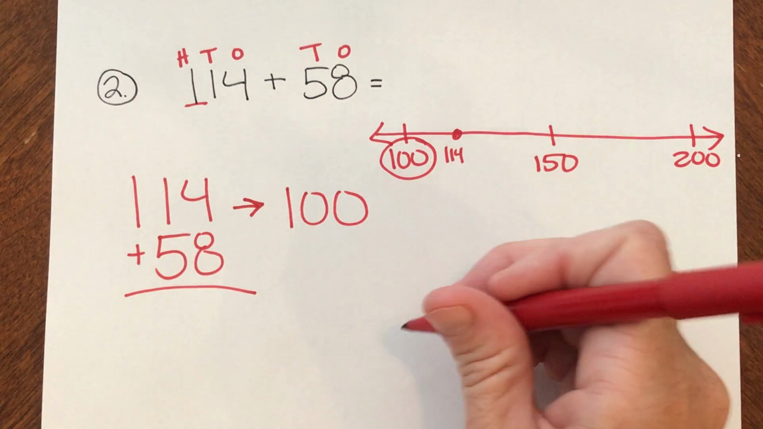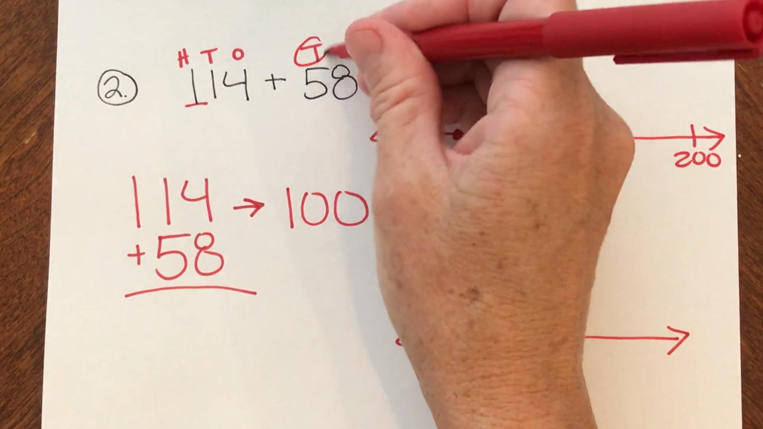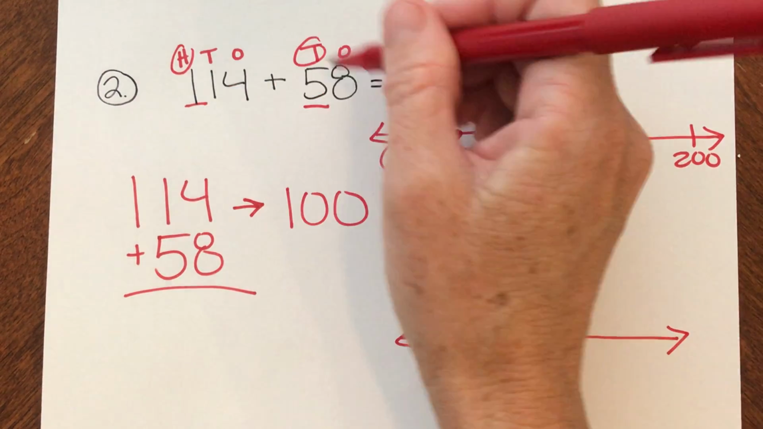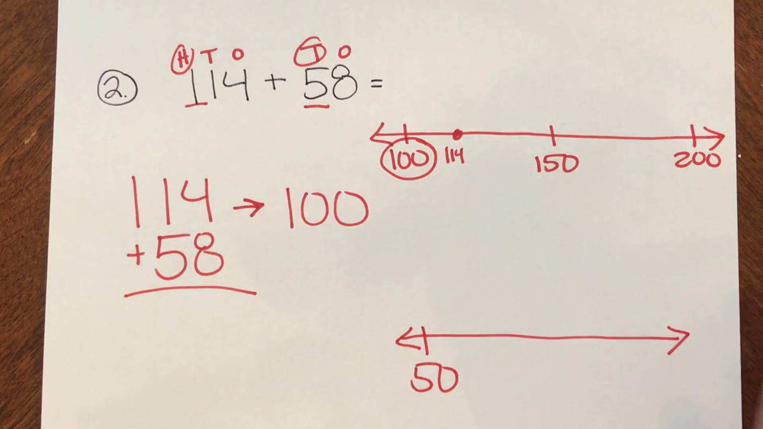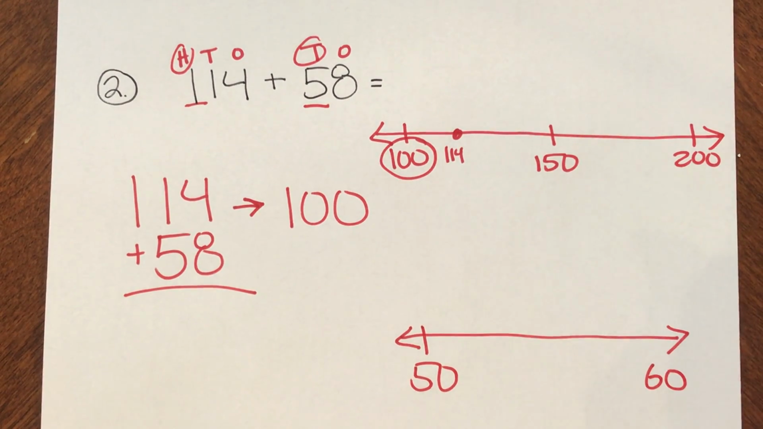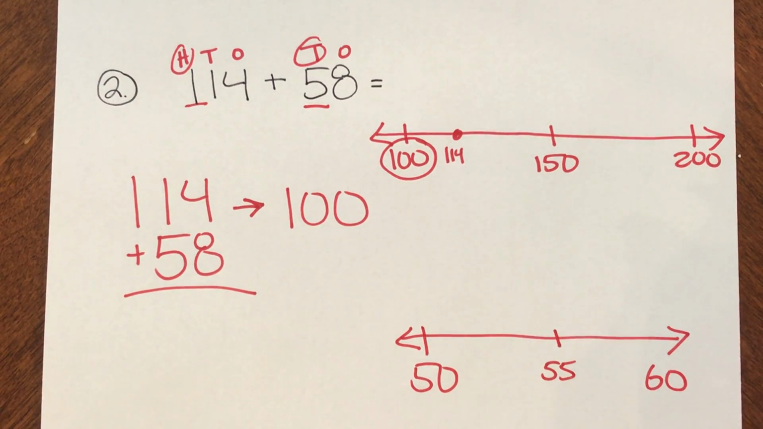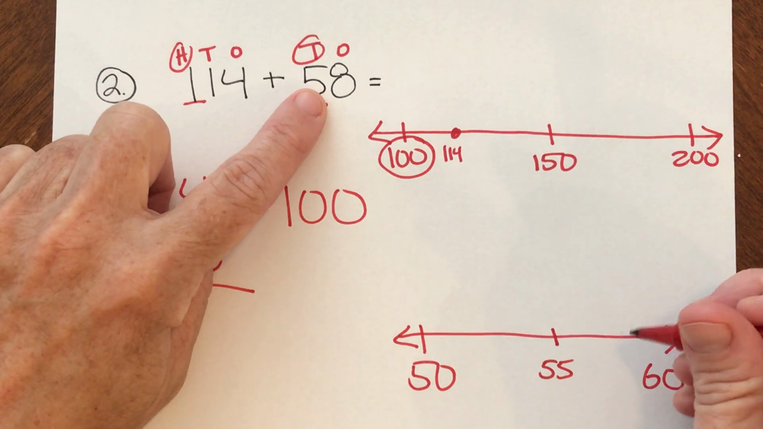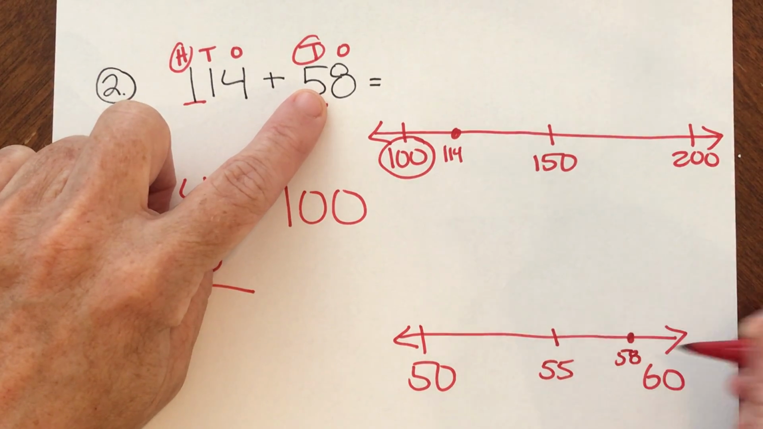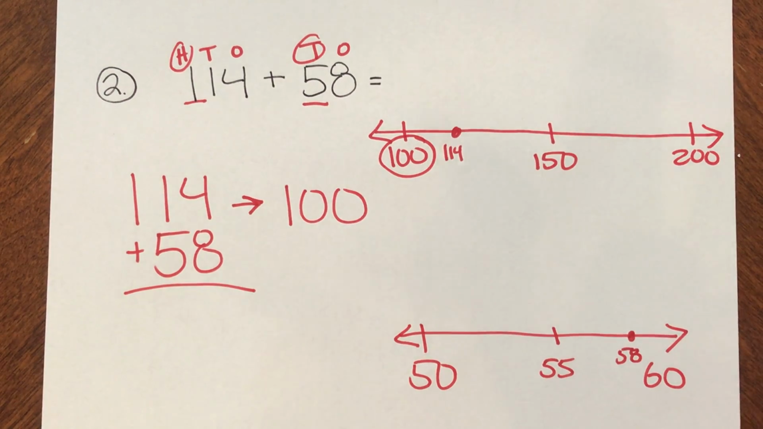What does 58 round to? I'm going to do it down here so I don't run out of room. Well, 58, my greatest place value is the tens. So I'm going to say 50. And what's 10 more than 50? 60. And what's my midpoint? 55. Where would 58 go on my number line then? Wouldn't 58 go right about here? So see how it's on that side of the number line? That means that 58 rounds to 60.